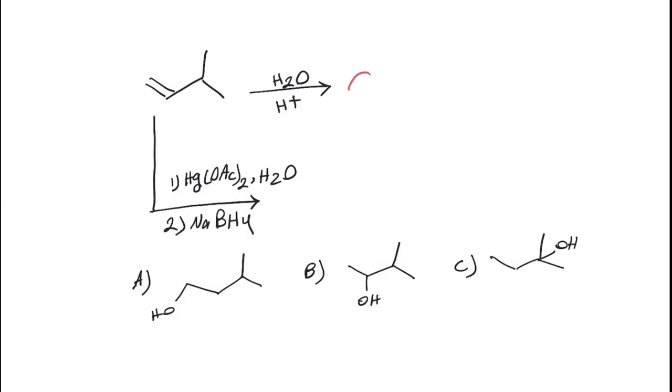Okay, so the answer is C. Why? Because a carbocation forms first, and then the carbocation will undergo rearrangement and become a tertiary carbocation, which is more stable, and that gives the major product. How about the second reaction? What is the major product of the second reaction?